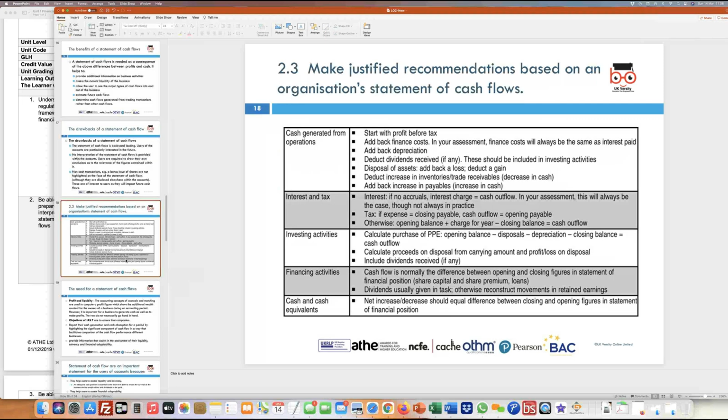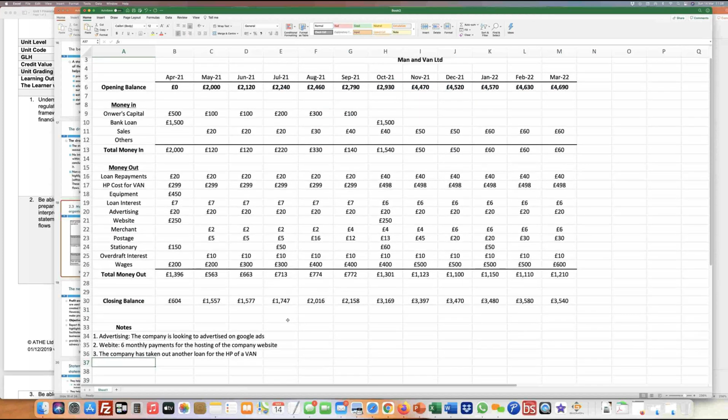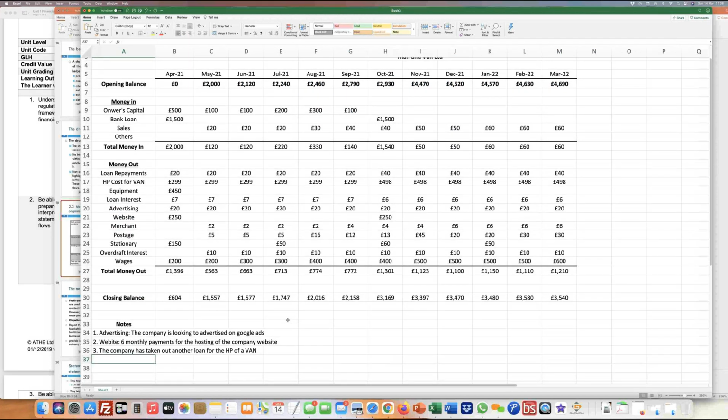Now, the third task relates to making justifications or recommendations to the business in terms of how the cash flow can be improved. So if I look at the example that I've taken here, what I would need to do in task 2.3, if I follow through in this example, is make justifications of how the business owner in this case would be able to improve the cash flows of the organization.